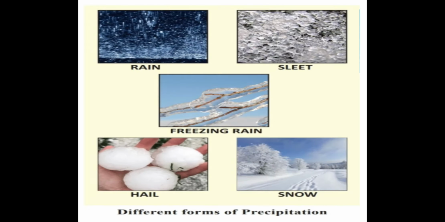So, the different forms of precipitation that we have studied now are rain, sleet, freezing rain, hail, and snow. Got it?